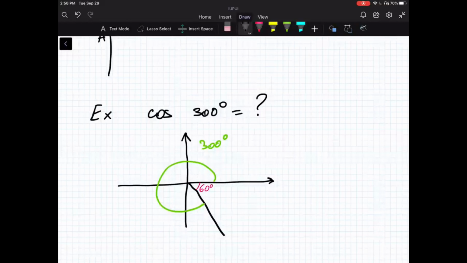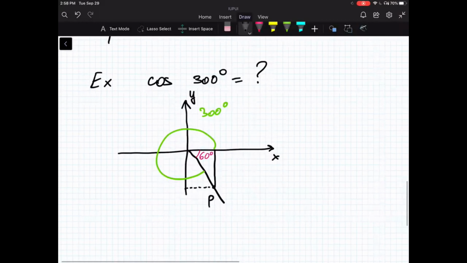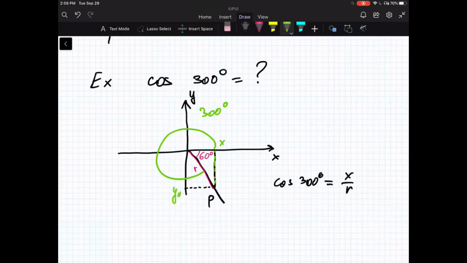But then you just need to consider some triangle. Say I have point P here with coordinates x and y. By the definition, the cosine of 300 degrees is equal to x over r, where x is the coordinate of my point P. Let's call it star to distinguish it from capital X.